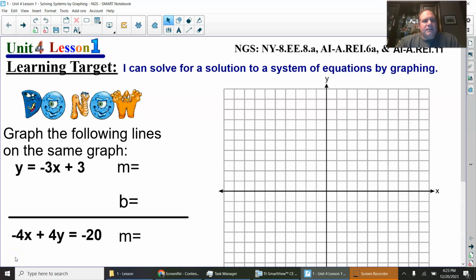Hello everyone, this is Unit 4, Lesson 1. We're going to solve for a solution to a system of equations by graphing. I'm going to do this by hand for the first one, and then I'll show you exactly how to use the graphing calculator to graph and get all the coordinates and all of that.